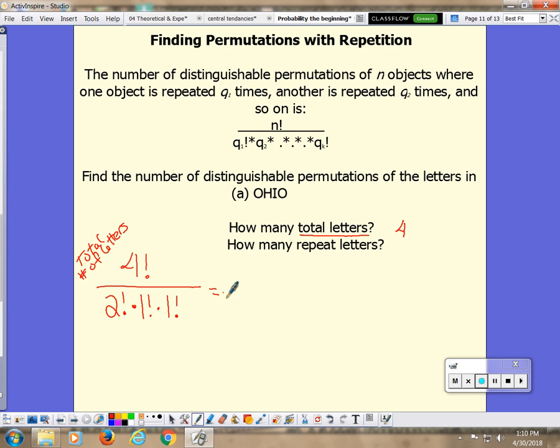So when I'm writing this out, this is 4 times 3 times 2 times 1 over 2 factorial, which is 2 times 1. 1 factorial is 1. 1 factorial is 1. They don't count, so we don't even bother. Those will cancel. So there are 12 different ways I can write the letters O-H-I-O. 12 different words I can form. Some of them are gibberish words, but there are 12 different ways.